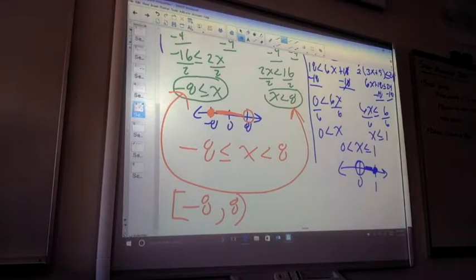So our interval notation is going to be a rounded bracket at 0, going to 1. What's my last symbol? Square or rounded? Square, because I include it. That's my interval notation. IN for interval notation.